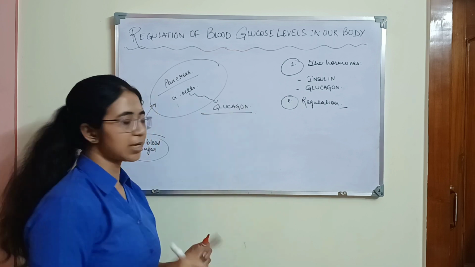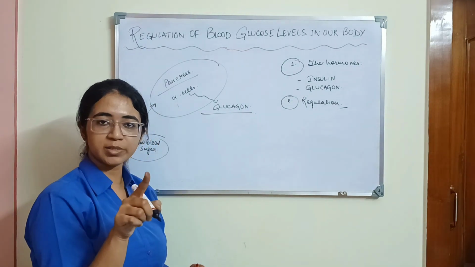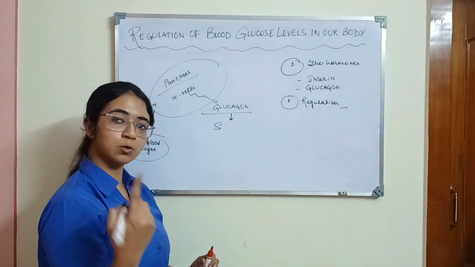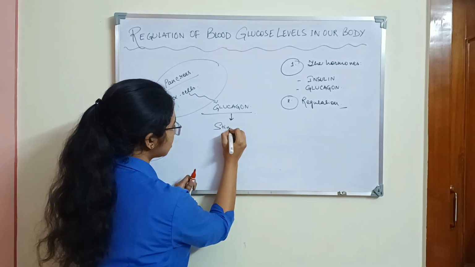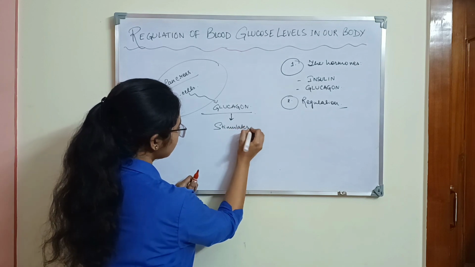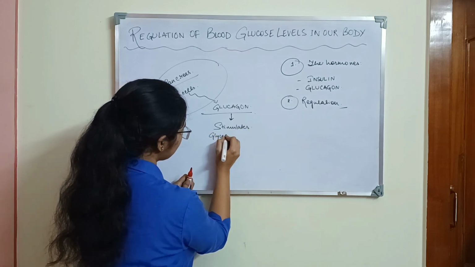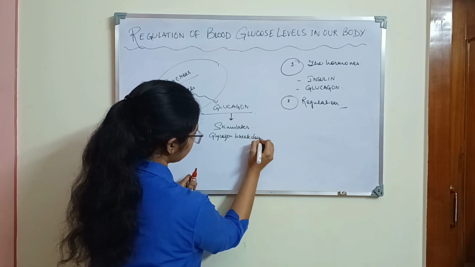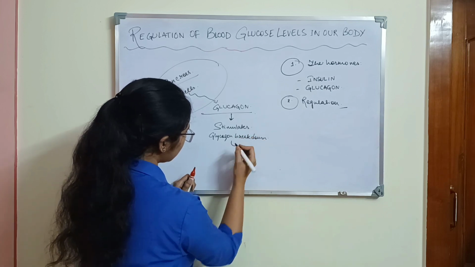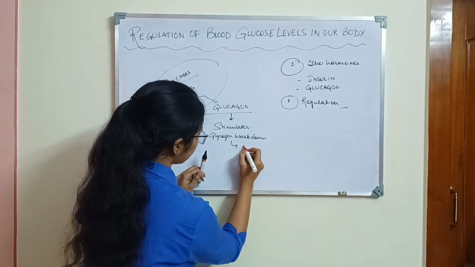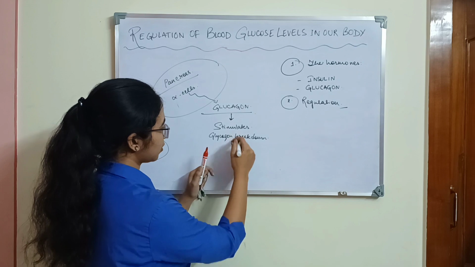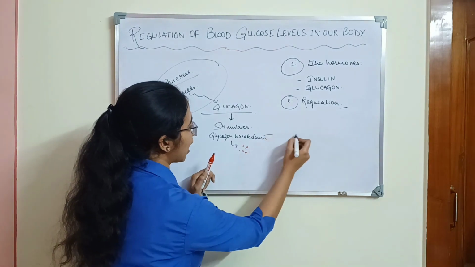This glucagon hormone has got only one mode of action. What is it? It is going to stimulate the breakdown of glycogen molecules to glucose molecules. Glucose molecules will be released from the liver. This stimulation of glycogen breakdown is basically happening in the liver.